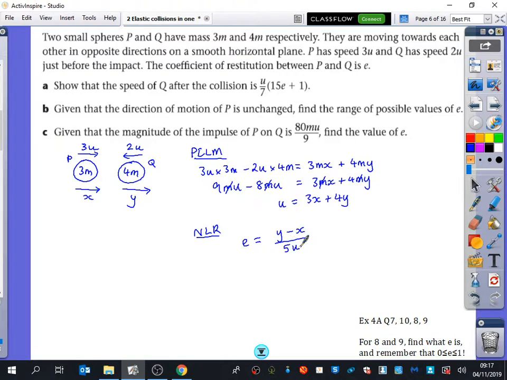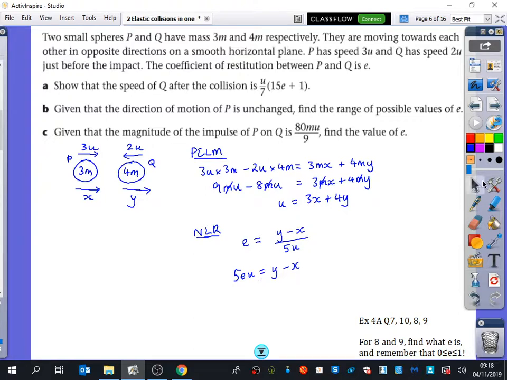So we just need to do a little bit of rearranging here. We'll multiply up by 5u, so we get 5EU equals y minus x. You'll notice that I wrote 5EU rather than 5UE, just because we always like to keep things in alphabetical order where possible. The reason that we have agreed to do that as mathematicians is just so it's easier to read other people's work.